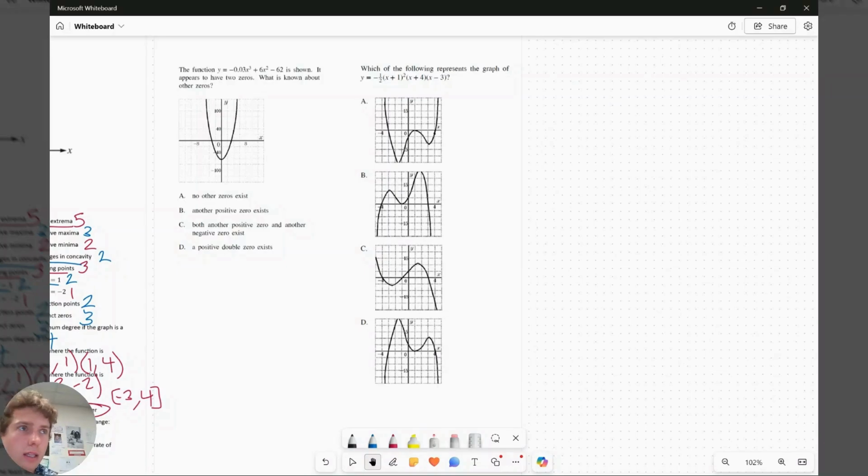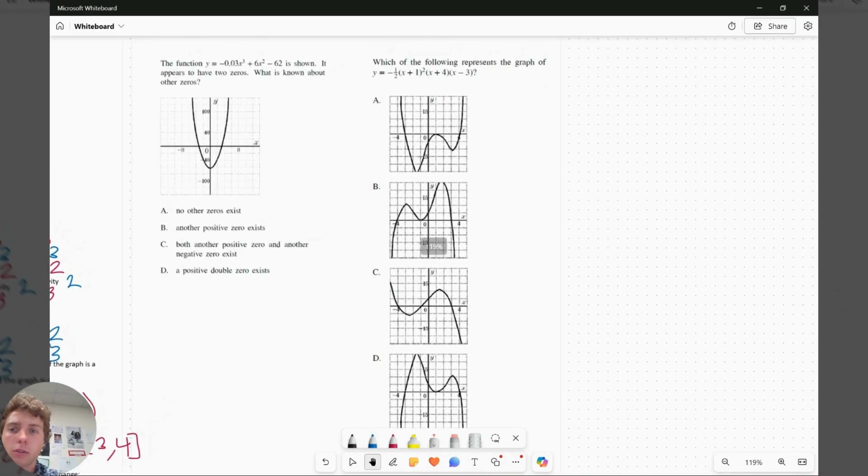Last two questions, more open-ended questions instead of just that graph. This next one is a really good question that I like. They give us this function where they've shown 2 zeros. They've shown part of the graph. We don't know what the rest of the graph looks like. We need to talk about the zeros. Is there another 0 or not?